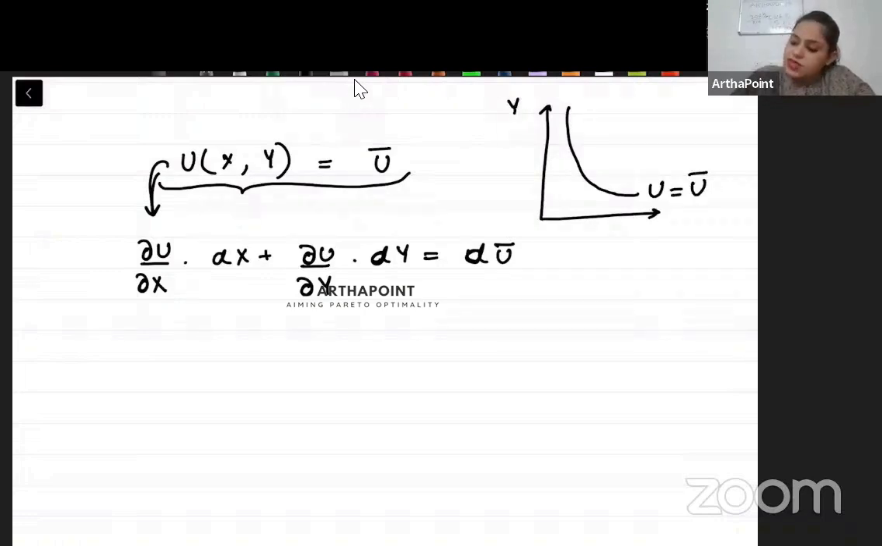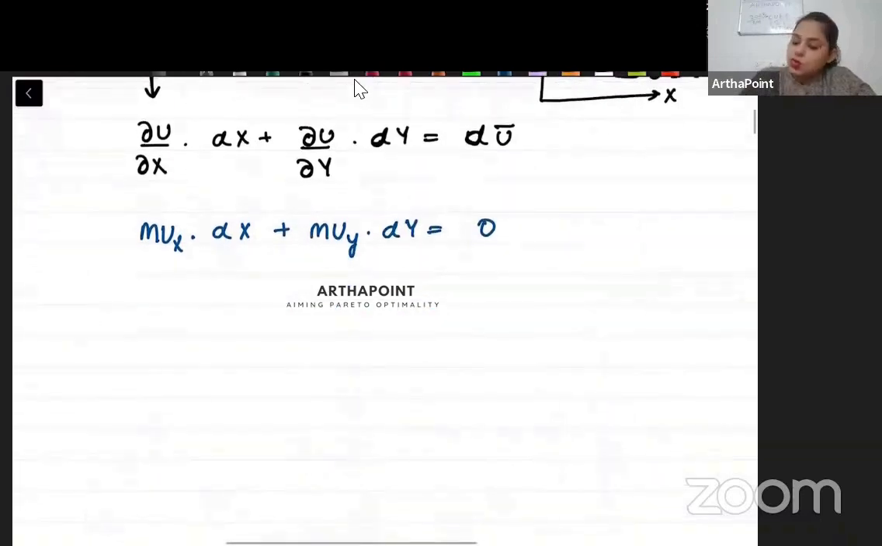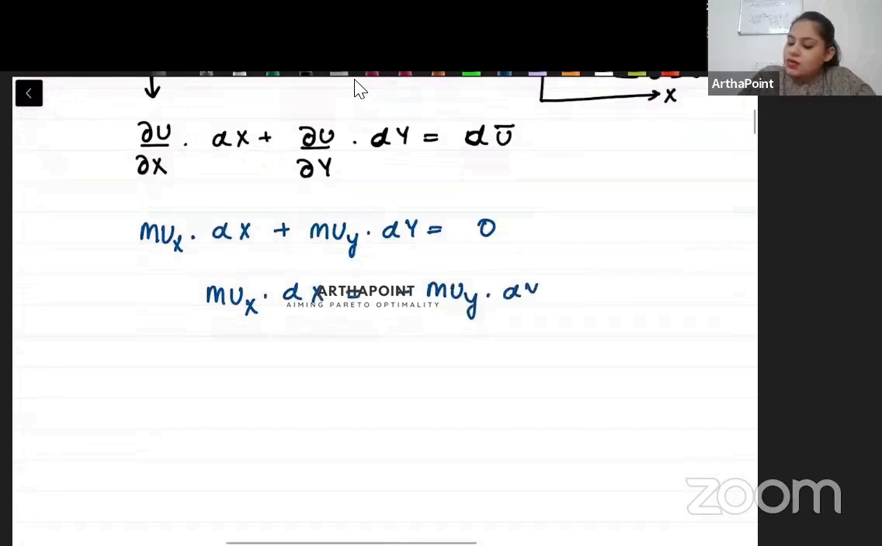This is my y. This is x. The slope is basically perpendicular by base. So dy by dx, that's the slope. So this is marginal utility of x dx plus marginal utility of y dy. And then you have du. Utility does not change across the indifference curve. So du is 0. So what do you get? You get MUx dx is equal to minus MUy dy.